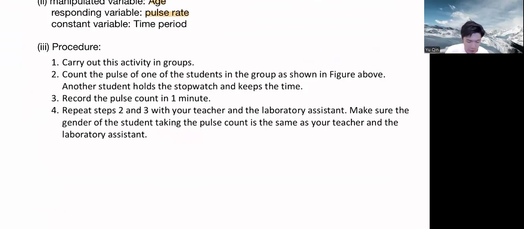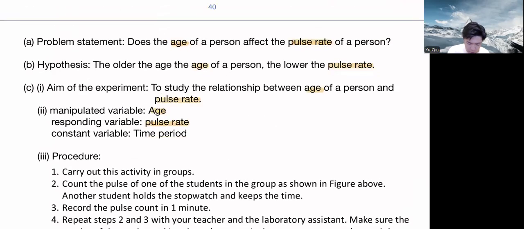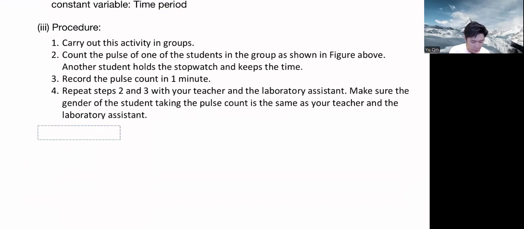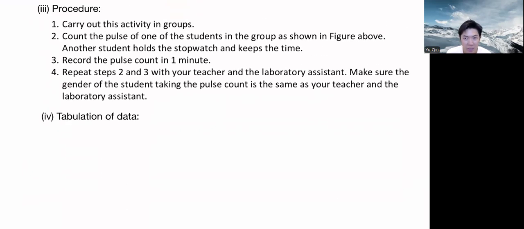You got your space. So I'm gonna continue with number 4. Okay, so number 4 will be tabulation of data. Okay, tabulation of data means draw a table, to show your result.